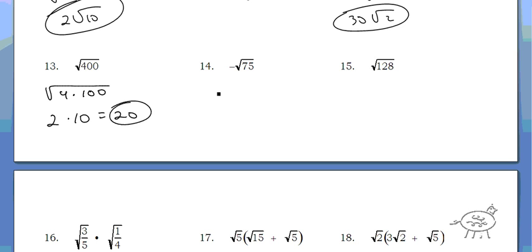Okay, 75, it's negative, so put the negative on the outside. And that's 25 times 3. So take the 25 out, and we get negative 5 root 3. Okay, 128.